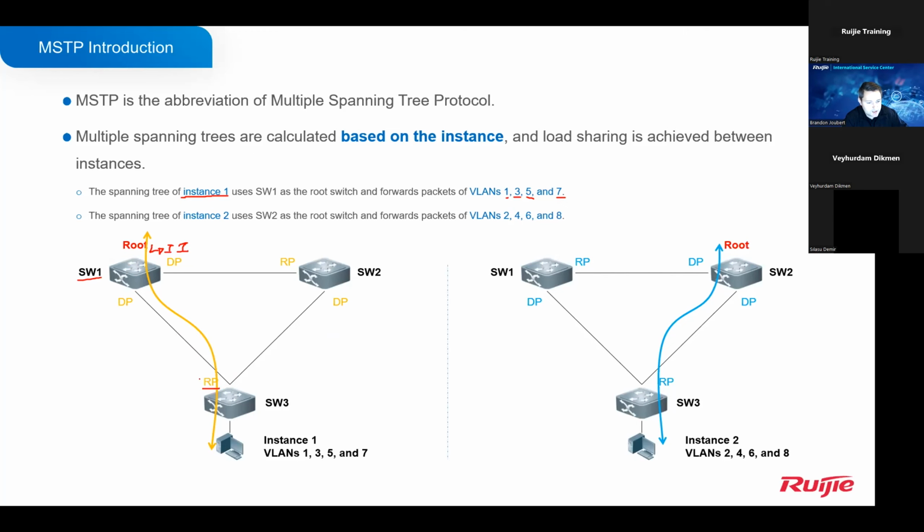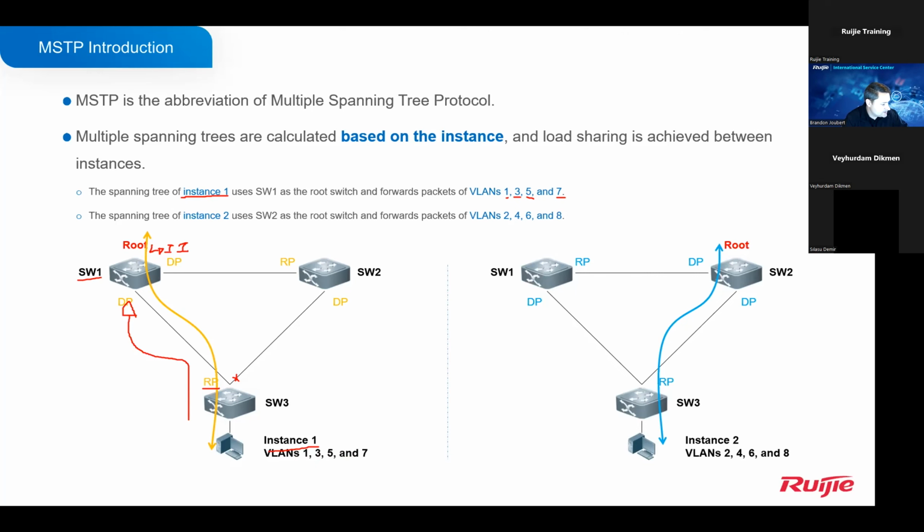And because that is a root port, this port cannot be blocked. And if you look at this one, switch 2 has a root port to switch 1 as well. And then it has a designated port. This port will then be blocked. So because this port is blocked, for instance 1, VLAN 1, 3, 5, and 7 will use the left-hand side to communicate. And that's how you will achieve load balancing for VLAN 1, 3, 5, and 7.